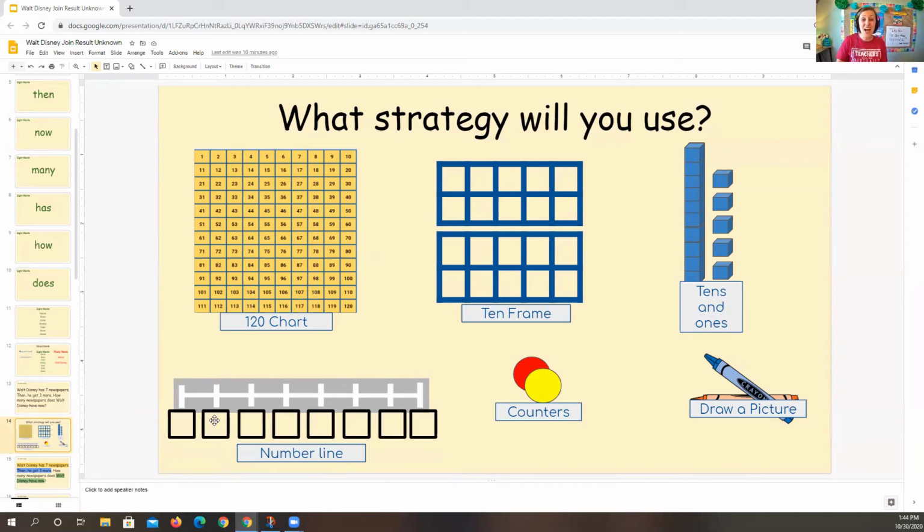Good job. All right, on the count of 3, I want you to go be problem solvers and go figure out the answer to your word problem. Are you ready? 1, 2, 3. Go figure out your problem.